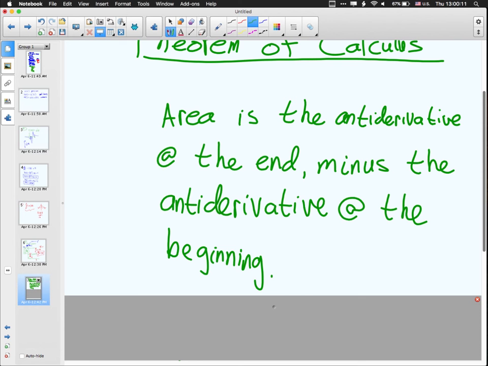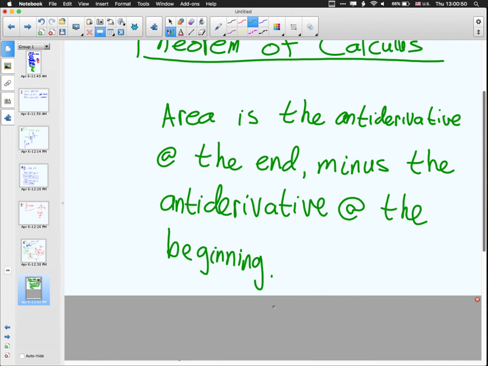So we're going to find the antiderivative, and then we're going to stick in the ending x value and figure out what that is. Then we're going to stick in the beginning x value, figure out what that is, and we're going to subtract them. And that's how we can find the area underneath a function.